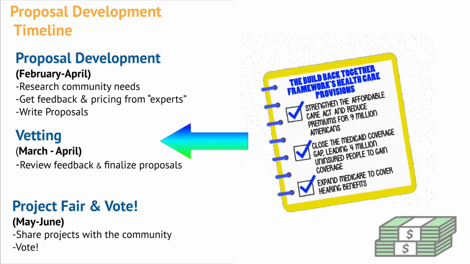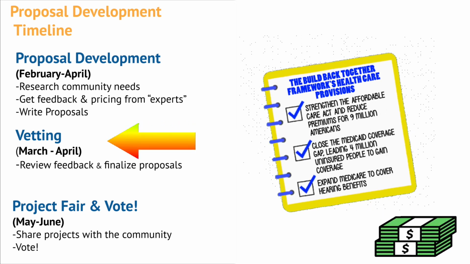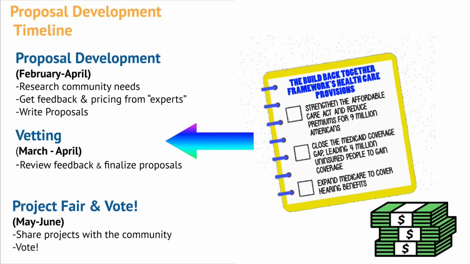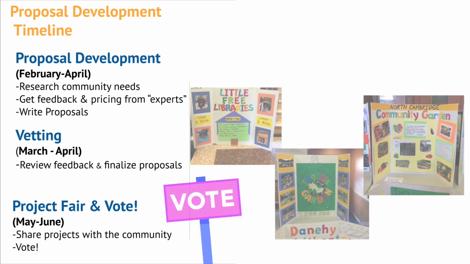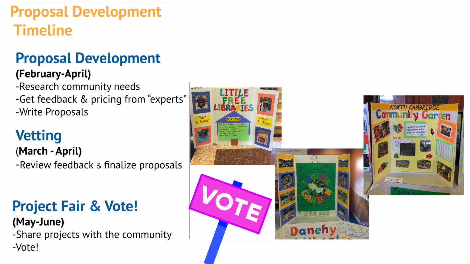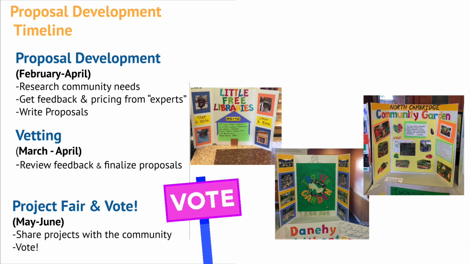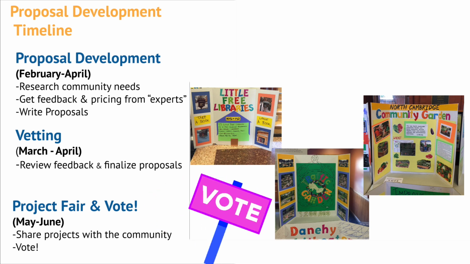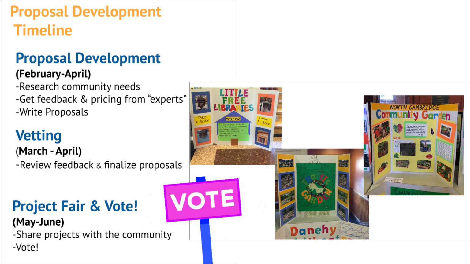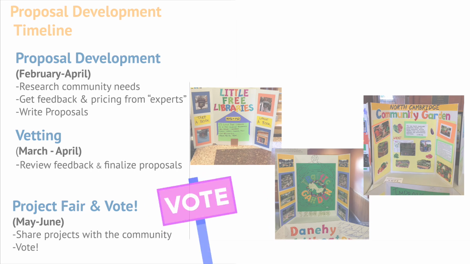And so there'll be vetting by EOHHS of proposals to make sure that they can be implemented with Medicaid dollars. Once the proposals are vetted and completed, there'll be a project fair so that people know what they're voting for, going out into the community and giving an opportunity for people to ask questions about what's on the budget, what does that look like? It's almost like a science fair. And then people will vote.